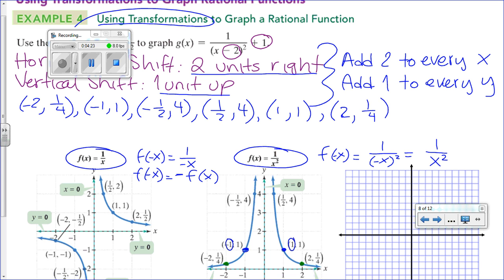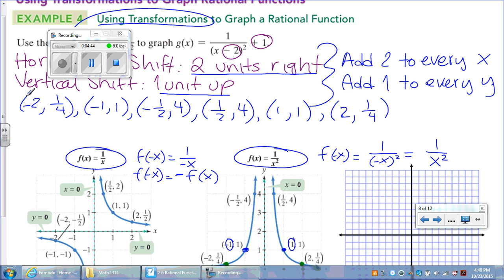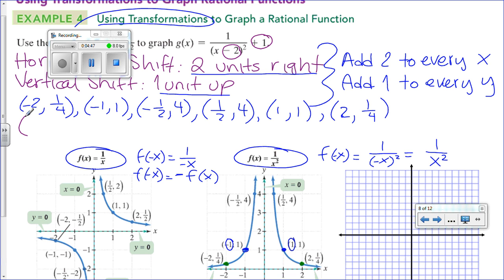This does not mean that those are the only points on the graph, because we know that the graph is actually continuous. The points are connected. Those are just 6 of the points that belong to the graph that we're going to use on our transformation. So first, we're going to do the horizontal shifting. We're going to add 2 to every x. If we do that, we will come up with the points: negative 2 plus 2 will be 0. The next point, negative 1 plus 2, will be 1.